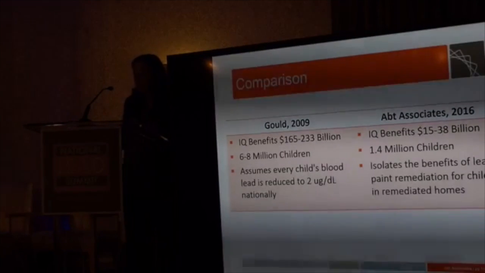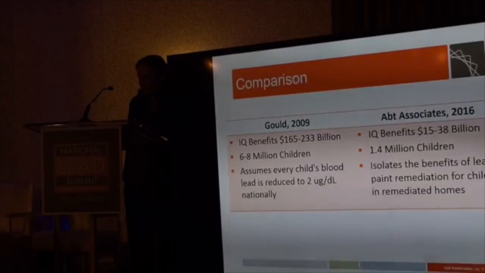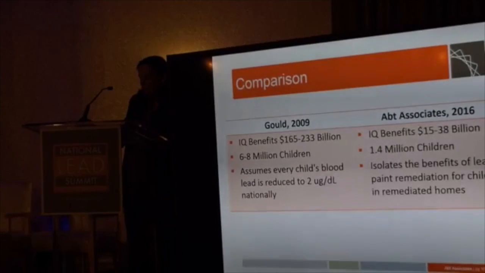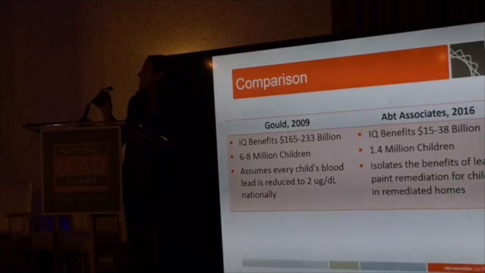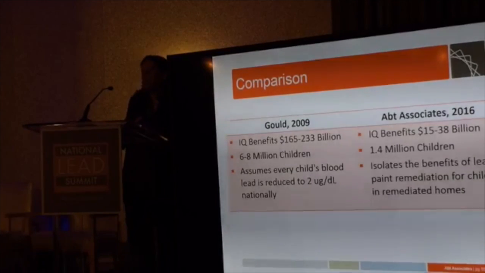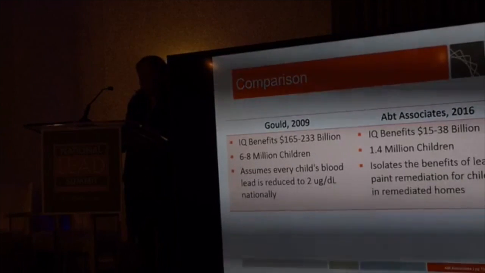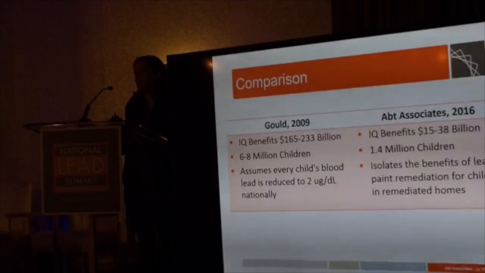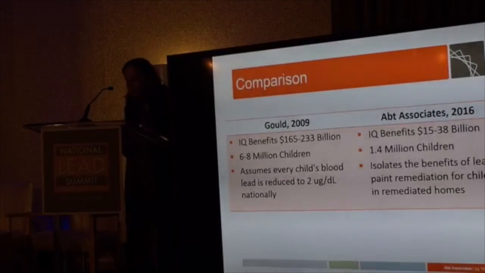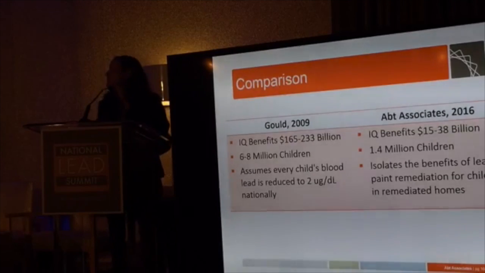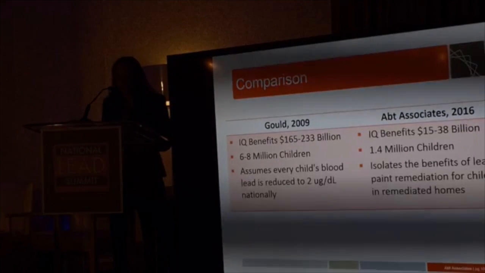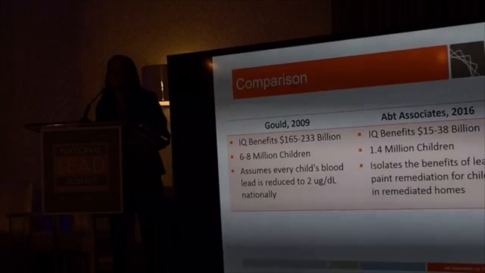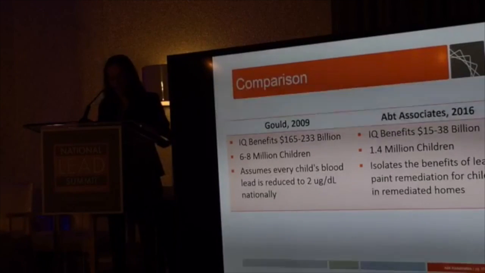In this case study, we're only looking at the children in the 1.02 million homes that are categorized in Dr. Gould's study as being low income with a child under 6 with a lead-based paint hazard. So we're looking at only 1.4 million children to calculate these numbers. So that's where some of the differences lie. It's the number of children, the number of homes we're thinking about here.